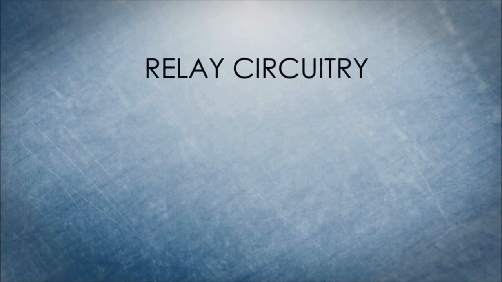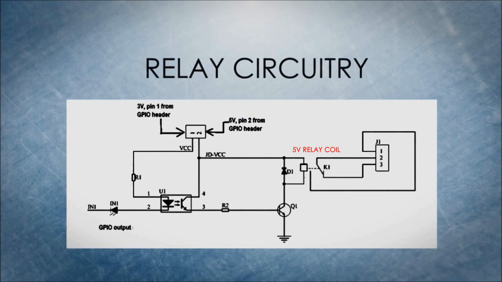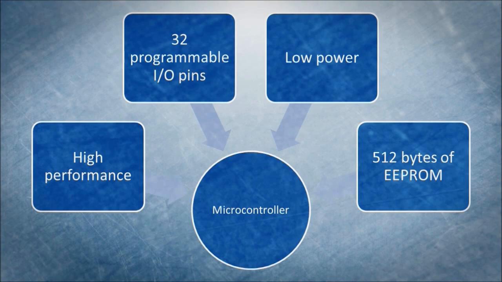Coming to the relays, we've used relays with coil voltage of 5 volts that can be directly operated with the help of the microcontroller. The relays are equipped with optocouplers that aid in isolation of the DC circuit from any spikes in the AC circuit. Now for the microcontroller that controls the relay operation, we have used Atmega 16A microcontroller because of its high performance, low power consumption, 32 programmable input-output pins, and 512 bytes of EEPROM which can be used to save data.